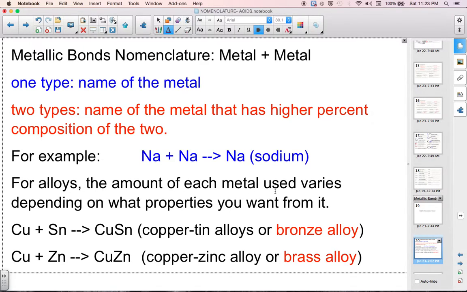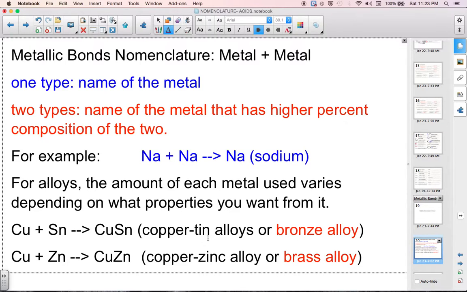Now, for 2 types of atoms, when there are 2 types of atoms combined in different proportions, the amount of each metal is going to vary depending on what properties you want to come out of that. So if I combine copper and tin, for example, the formula is not going to be just CuSn. That's going to be like the most basic part of it. It's going to form copper-tin alloys, or you can call it bronze alloy. This is a very well-known metallic bond, so you should be able to remember that, the Bronze Era.